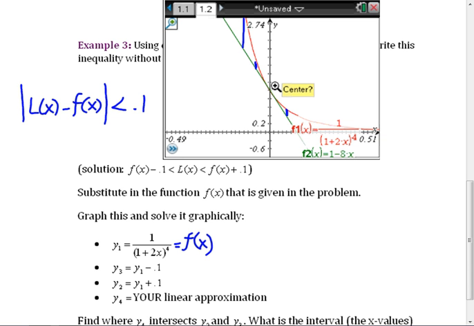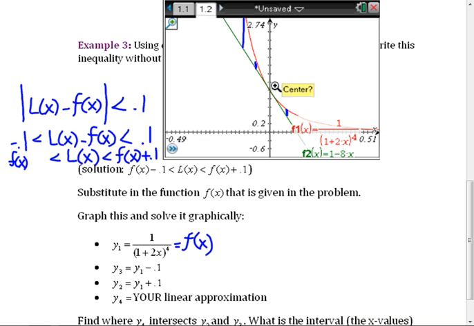So to solve this just means the distance between the line and the function. Order doesn't matter. I might have written it the other way around. And so then L of x minus f of x, the difference has to be trapped between 0.1 and negative 0.1. Do you agree? Okay. And if I solve for L of x, it's going to be between f of x plus 0.1 and f of x minus 0.1.